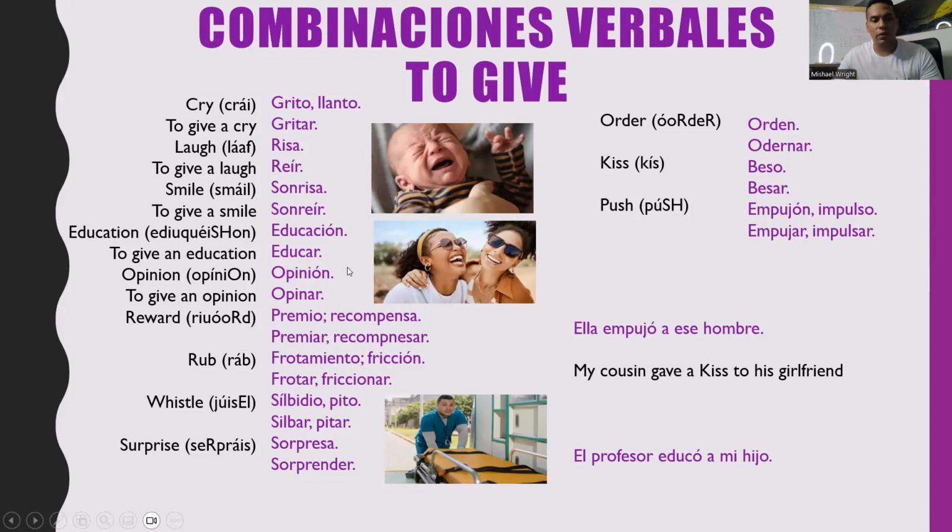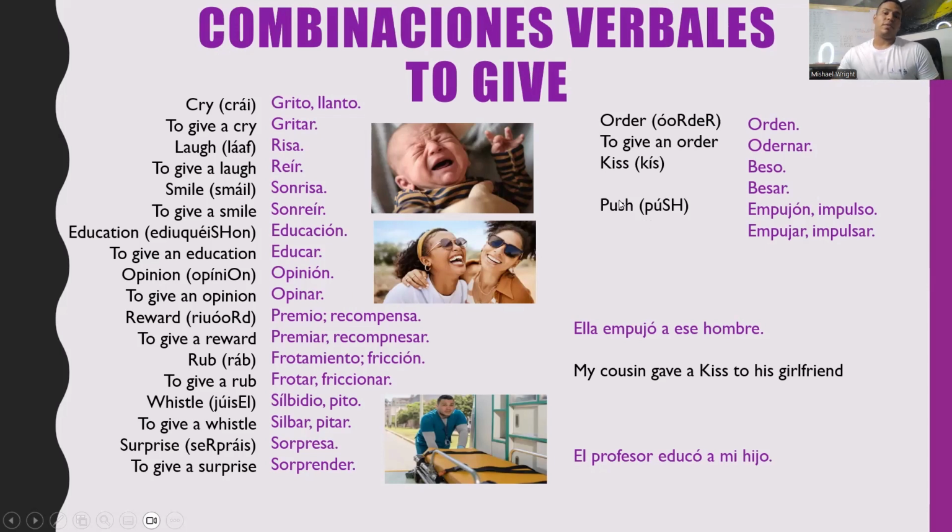Reward, to give a reward. Rap, to give a rap. Whistle, to give a whistle. Surprise, to give a surprise. Order, to give an order. Kiss, to give a kiss. Push, to give a push. So how would you say ella empujó a ese hombre? She gave a push to that man.